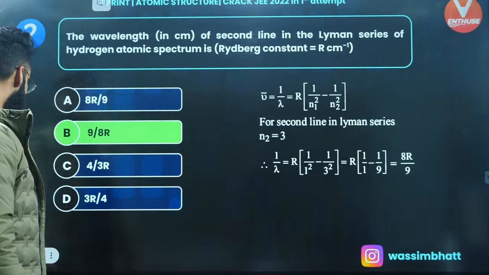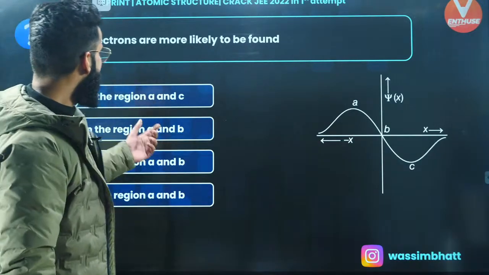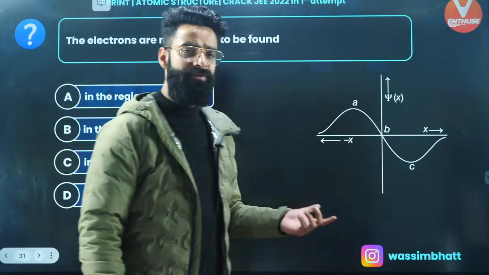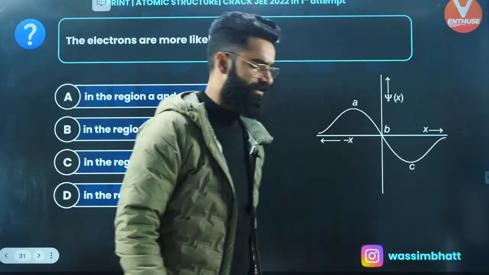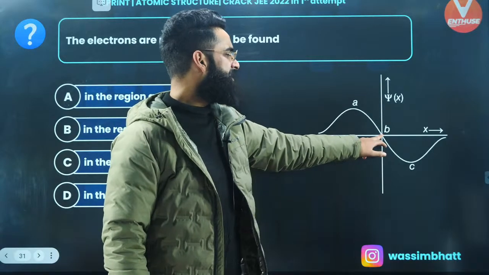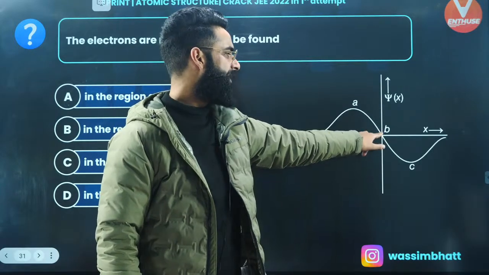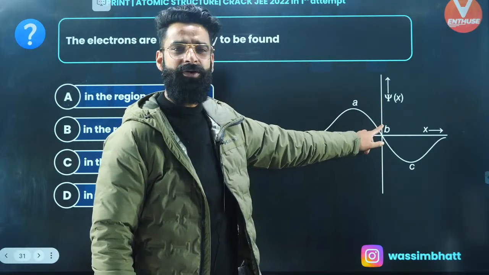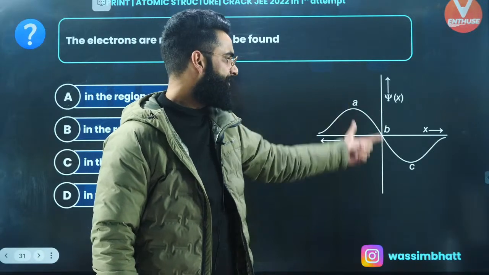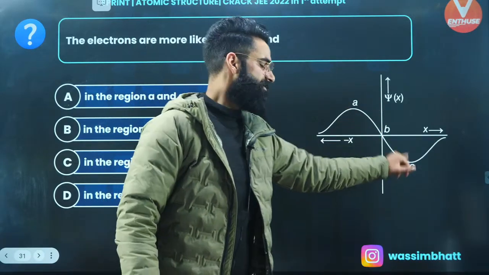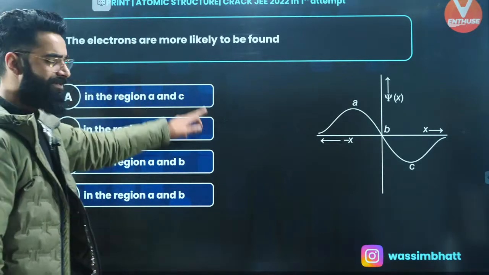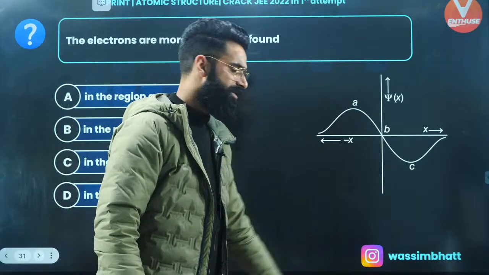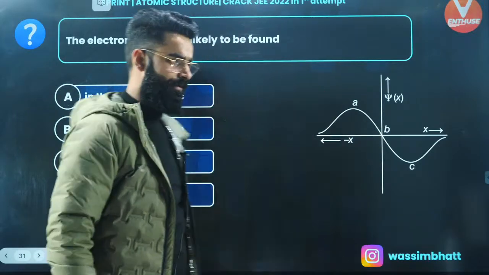Okay, moving on to one more then. The electrons are more likely to be found in which region? See, it is a psi versus x curve, right? See, at this point psi value is becoming 0. That means at this point it's representing a node where the electron density will be 0. So where will the electron density be maximum? In A and C region. So in the region A and C, the electron density is going to be maximum, right? Because this point represents your node.